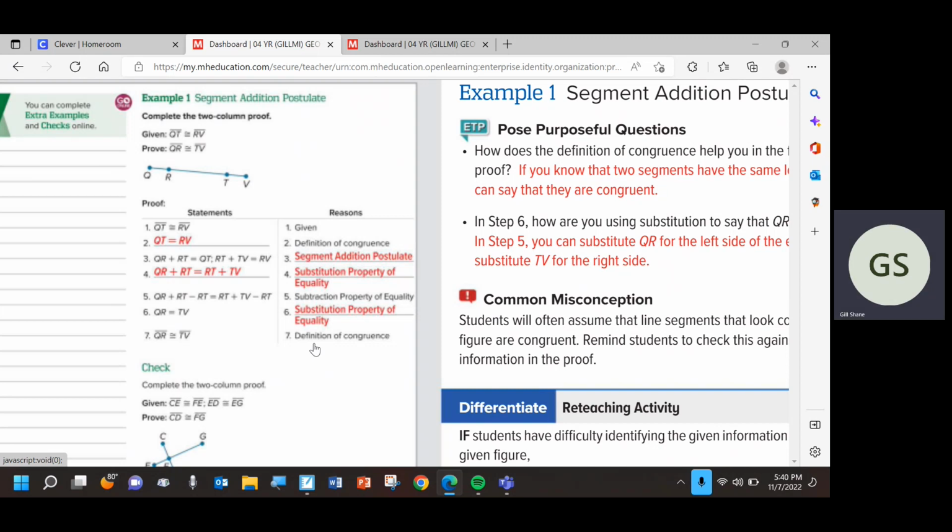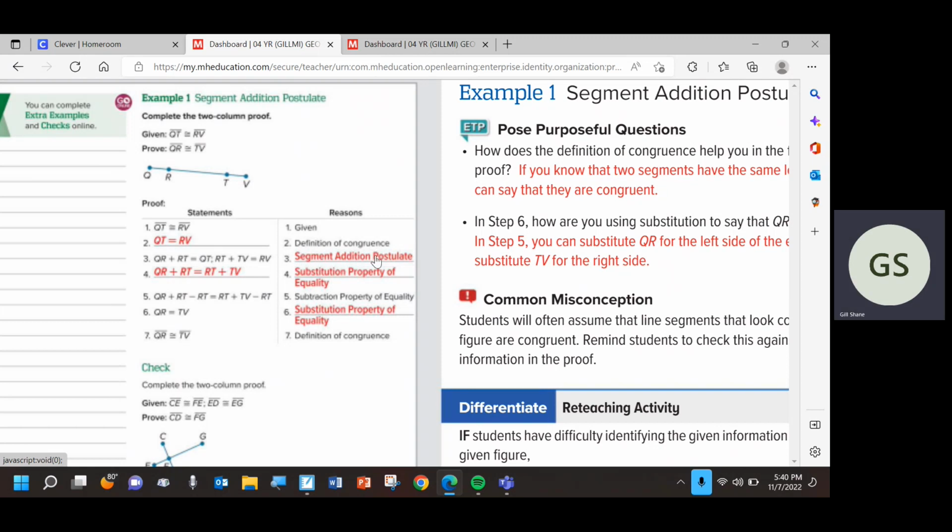So there are 3 important reasons, and well, given is always important, but definition of congruence, you need to understand that that just means that you're going from congruence to equals, basically. Substitution property, that just means if you have something that's equal to something else, then you can exchange those somewhere else in the proof. And you do need to understand what subtraction property of equality is. If you subtract the same thing from both sides to get rid of something, that's subtraction property. Same way with if you add something to both sides, or multiply on both sides, or divide on both sides.